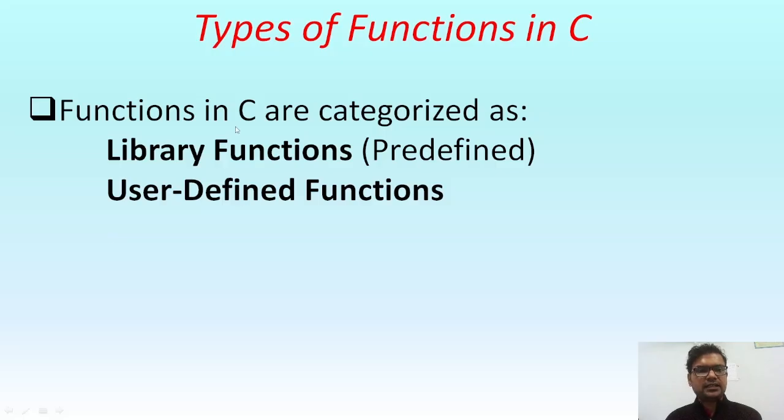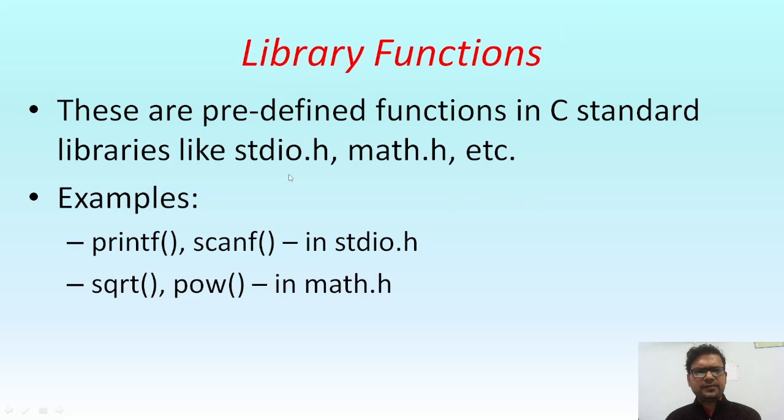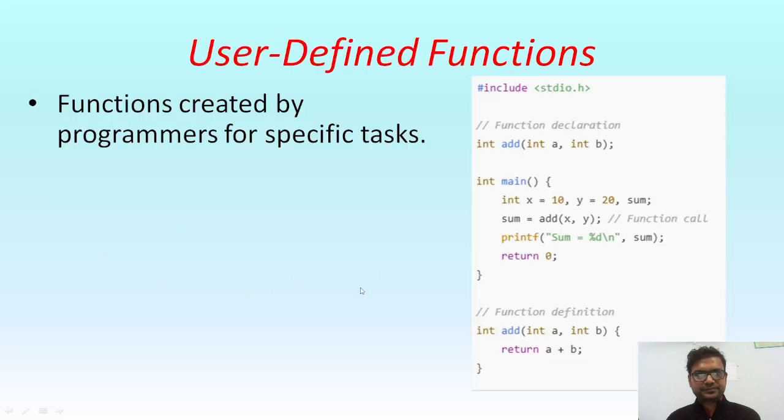So functions in C are of two kinds. One is library function, another one is user defined function. What is the library function? These are the predefined functions in C standard libraries like stdio.h, math.h, as we have just seen. These header files contain ample functions. If we require to use them, we simply include the header file inside which that particular function is defined, and we simply use it. For example, printf, scanf in stdio.h, square root, power, pow in math.h.